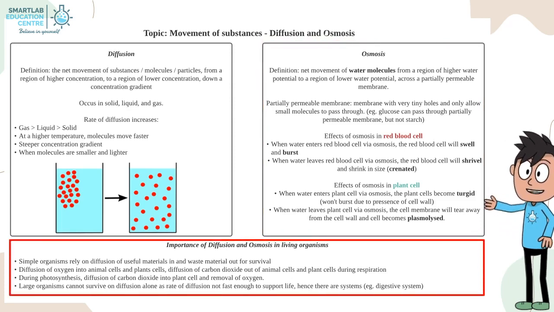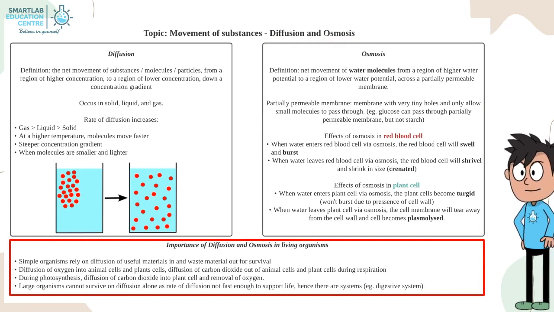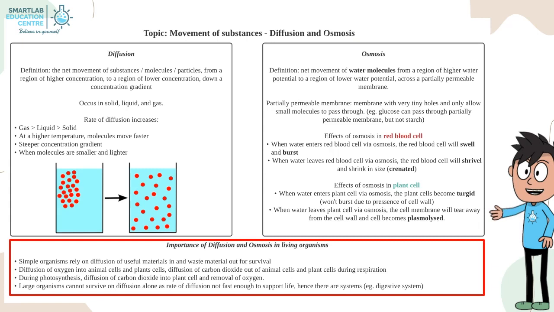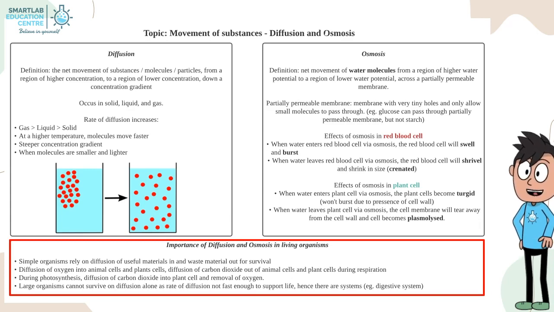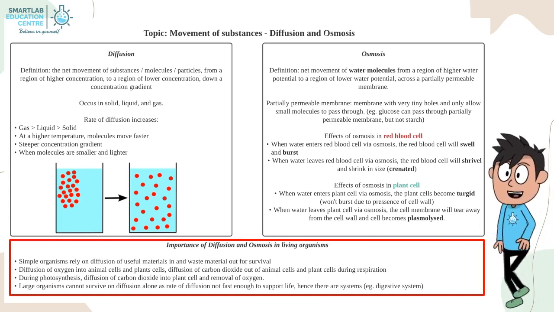Importance of diffusion and osmosis in living organisms. Simple organisms rely on diffusion of useful materials in and waste material out for survival. Diffusion of oxygen into animal cells and plant cells. Diffusion of carbon dioxide out of animal cells and plant cells during respiration. During photosynthesis, diffusion of carbon dioxide into plant cell and removal of oxygen. Large organisms cannot survive on diffusion alone as rate of diffusion is not fast enough to support life. Hence there are systems, for example digestive system.